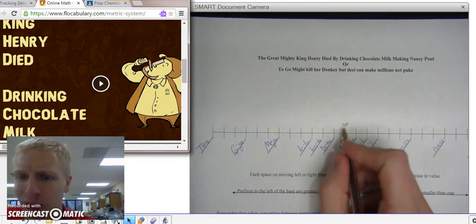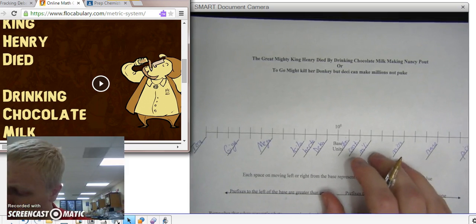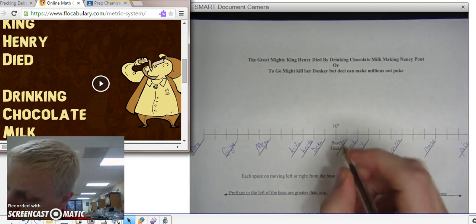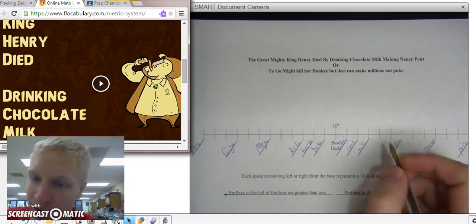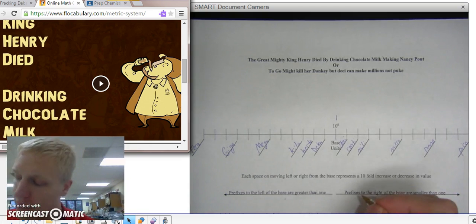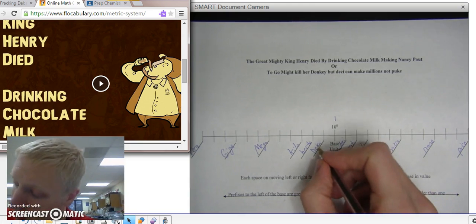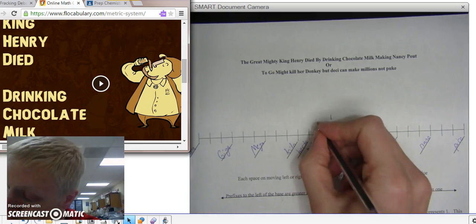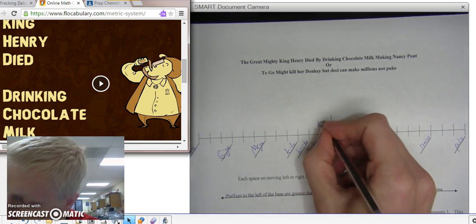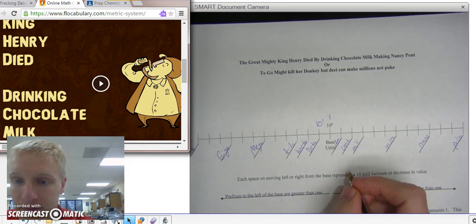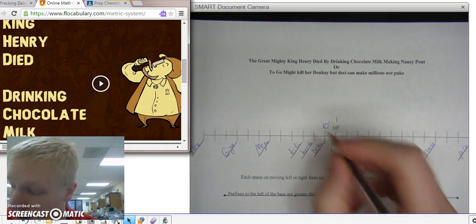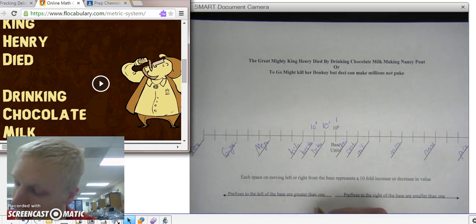Let's start over at the center because it's a little easier to start at the base unit. Let's say we're talking about meters. We have base units. That's equivalent to 10 to the 0, which is also 1. 1 base unit, or 1 meter. What does deca represent? Well, deca represents 10 base units, or 10 to the 1. Hecto represents 100 base units, or 100 meters, also known as 10 to the second.